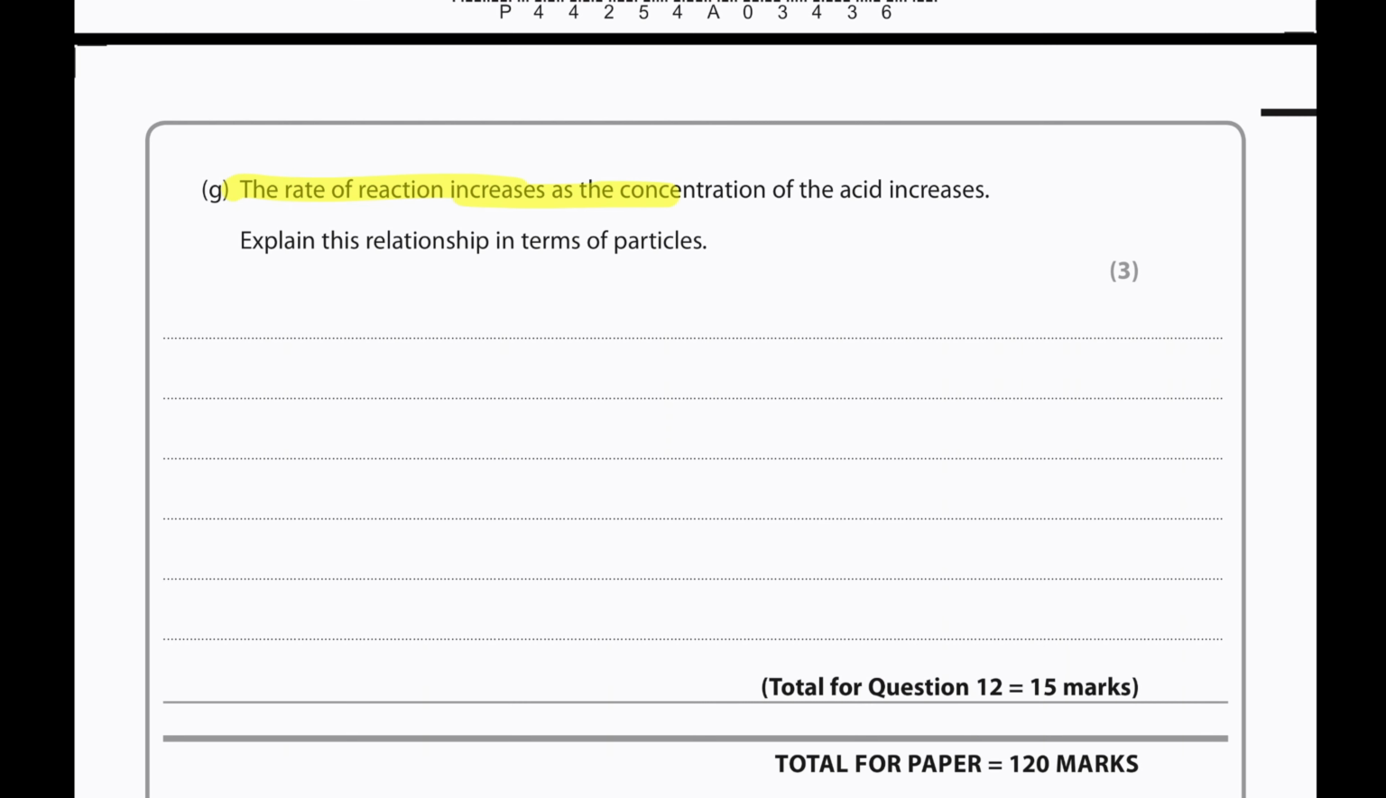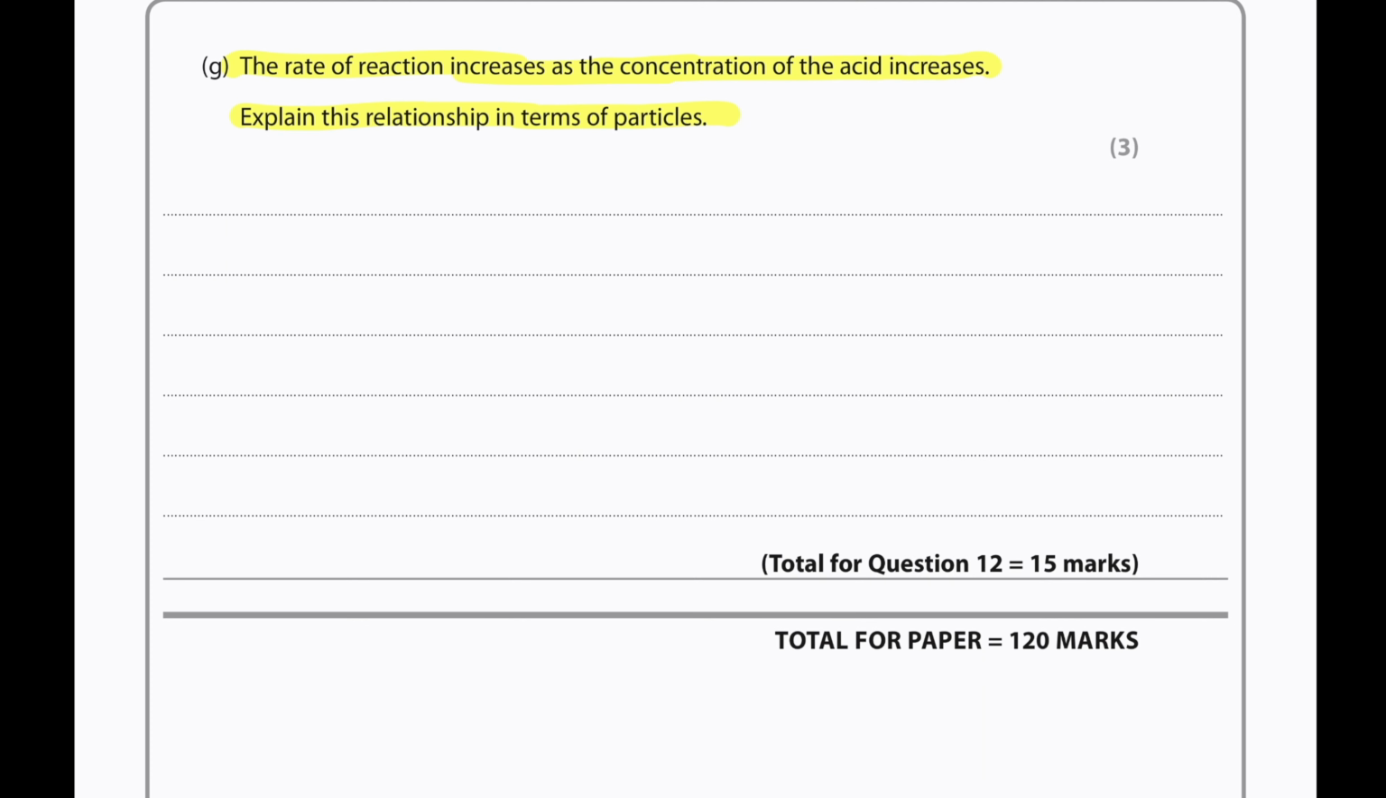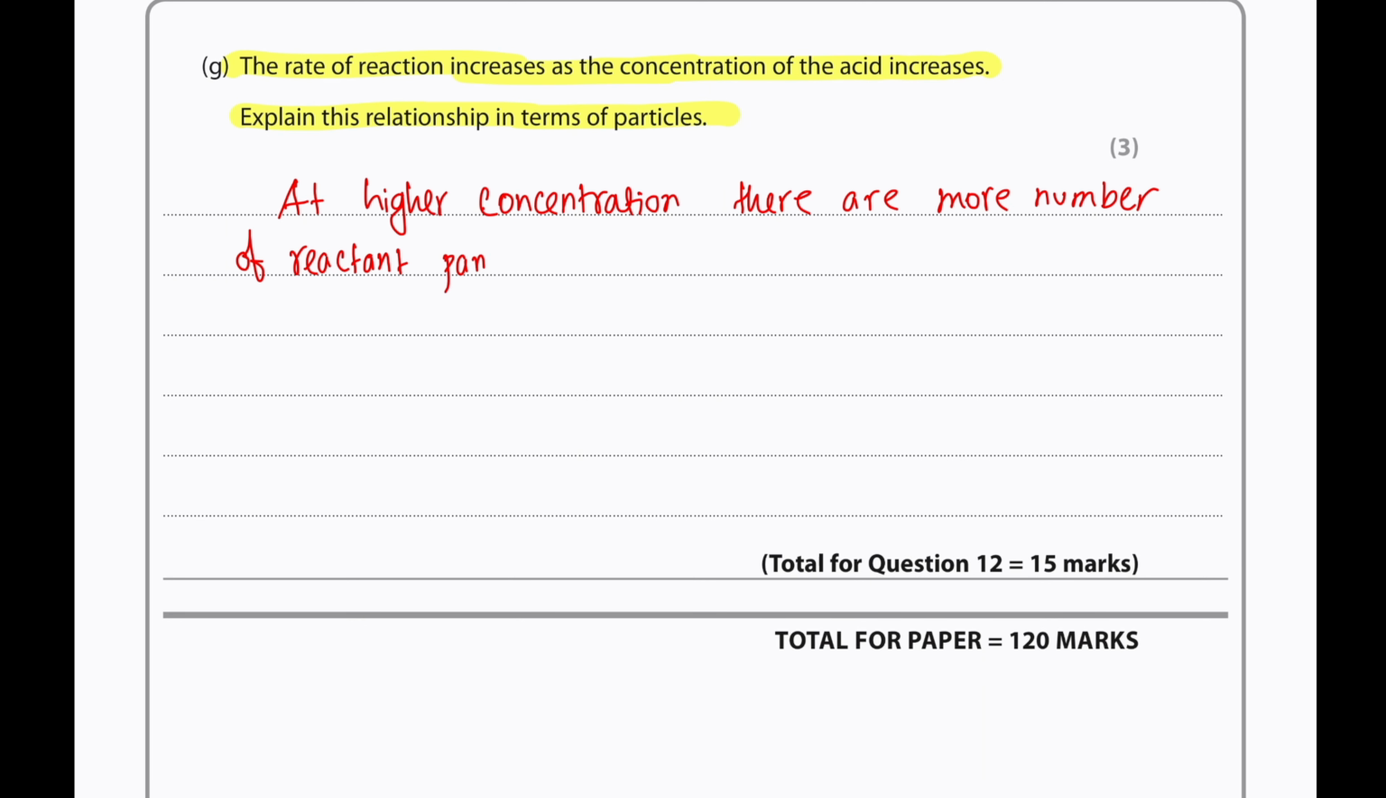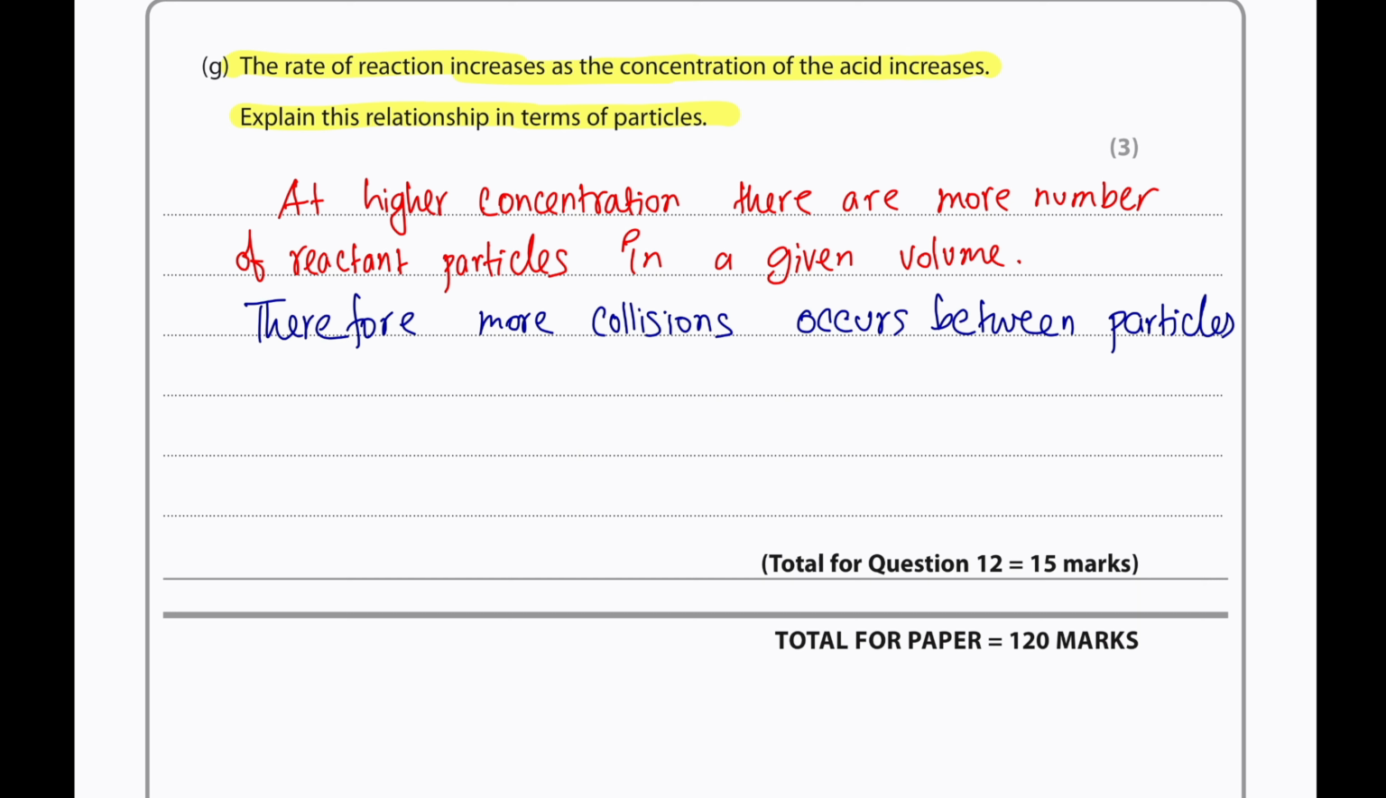The rate of reaction increases as the concentration of the acid increases. Explain this relationship in terms of particles. At higher concentration, there are more particles in a given volume, which means there will be more collisions between the reactant particles, and this will lead to a faster rate of reaction per unit time.